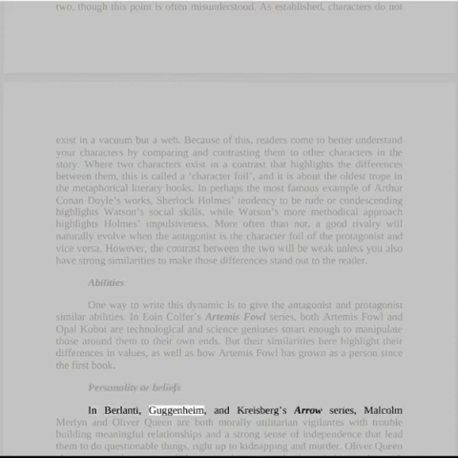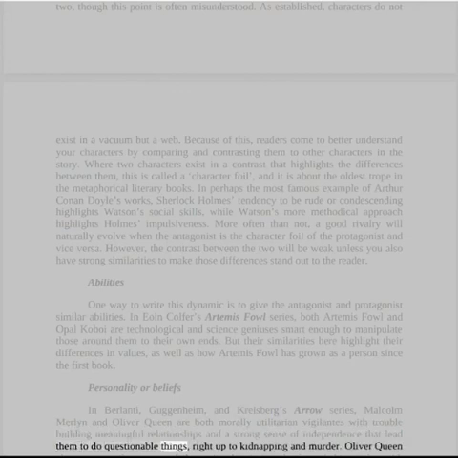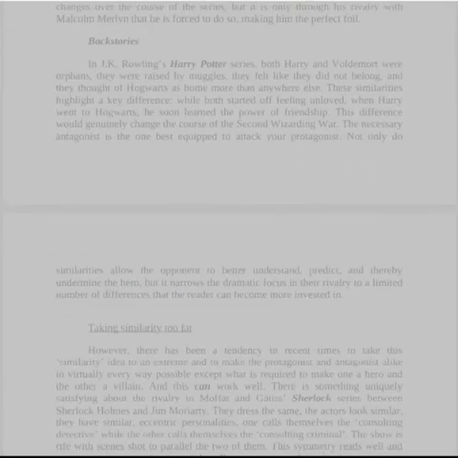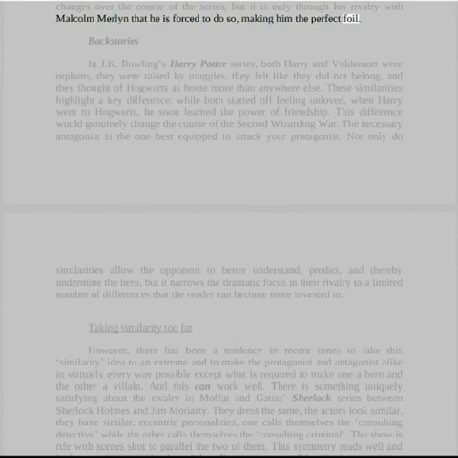Personality or beliefs. In Berlanti, Guggenheim, and Kreisberg's Arrow series, Malcolm Merlyn and Oliver Queen are both morally utilitarian vigilantes with trouble building meaningful relationships and a strong sense of independence that lead them to do questionable things, right up to kidnapping and murder. Oliver Queen changes over the course of the series, but it is only through his rivalry with Malcolm Merlyn that he is forced to do so, making him the perfect foil.